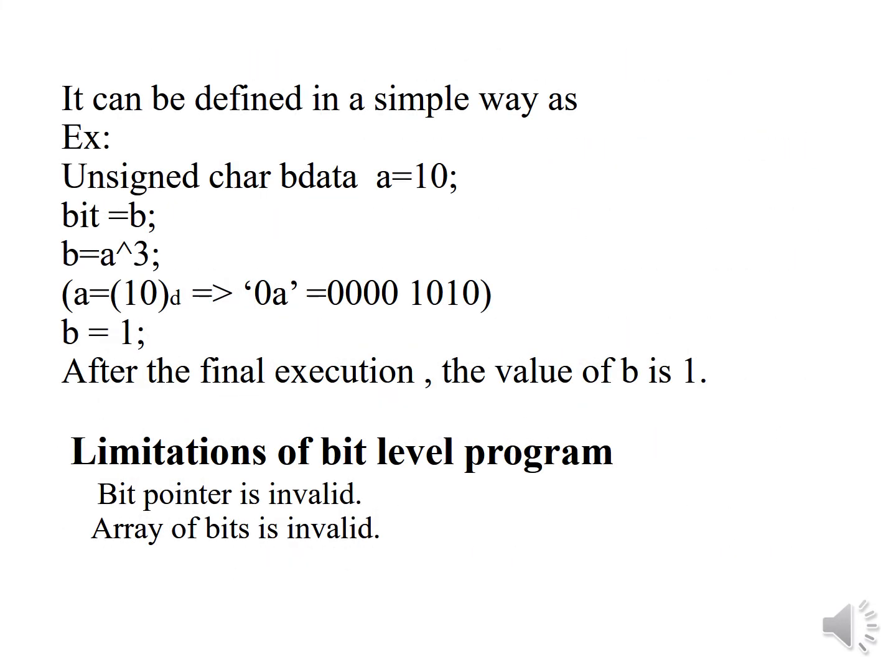So now we want to see one example. It can be defined in a simple way. We define an unsigned char data, that is a equal to 10, and then a bit variable b is a XOR with 3, and we will get b equal to 1. After the final execution, the value of b is 1. And bit level programming limitation: here a bit pointer is invalid and an array of bits is invalid.